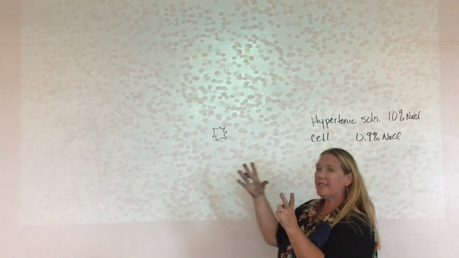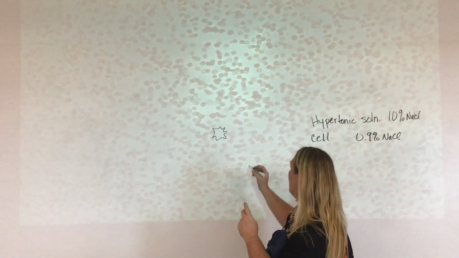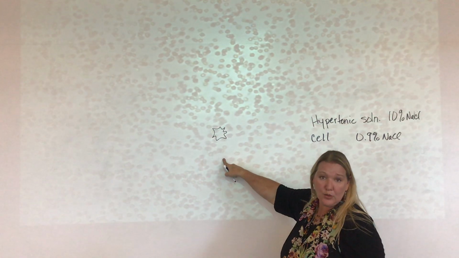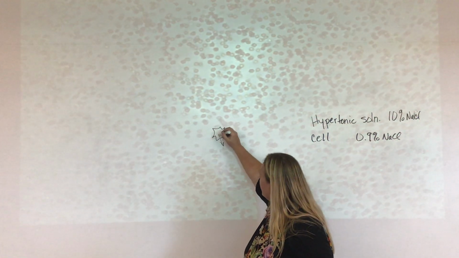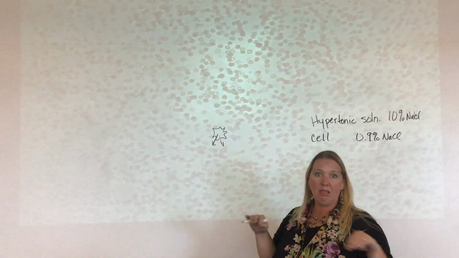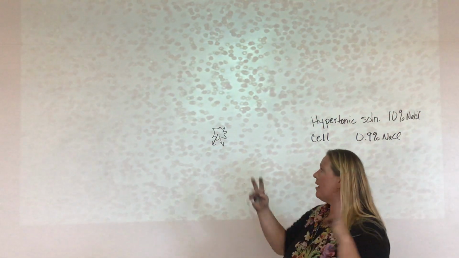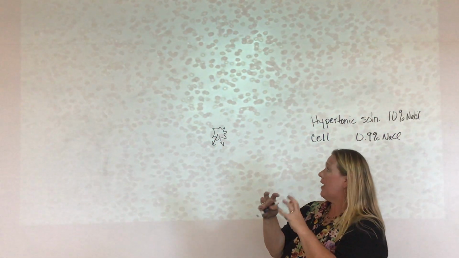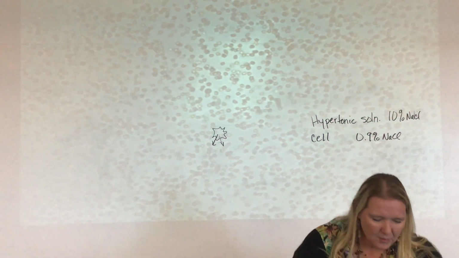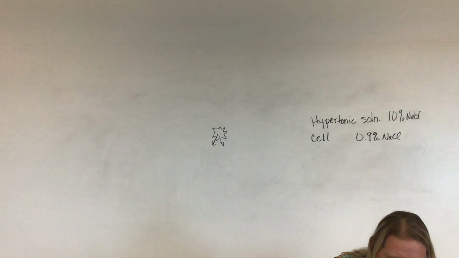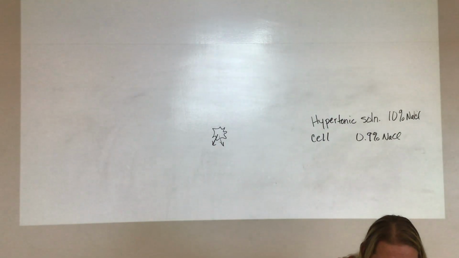Where those cells are shrinking because there's more salt out here in the solution. So water is moving out of those cells to try to balance. Water's moving out, making those cells shrink, and change their shape and get sticky. The last one is hypotonic. Go all the way over.